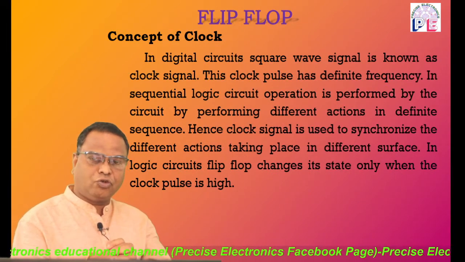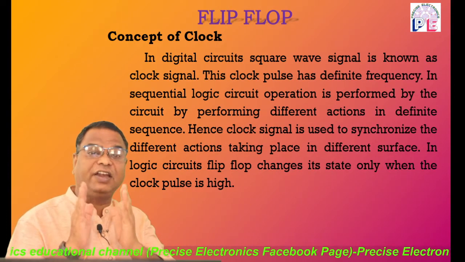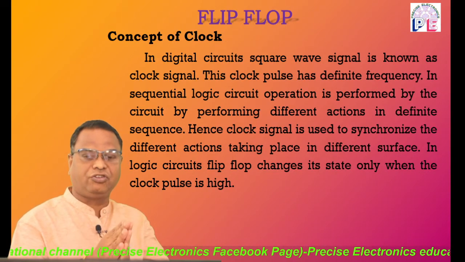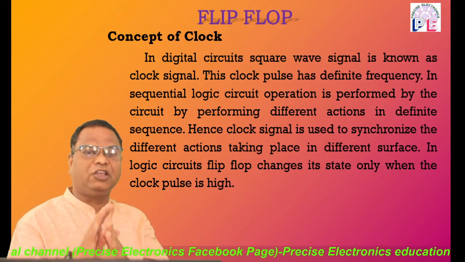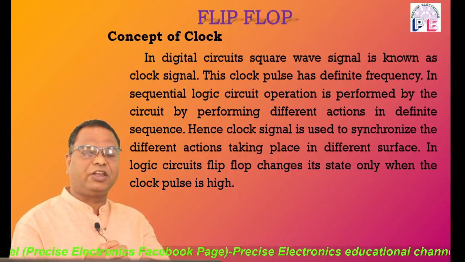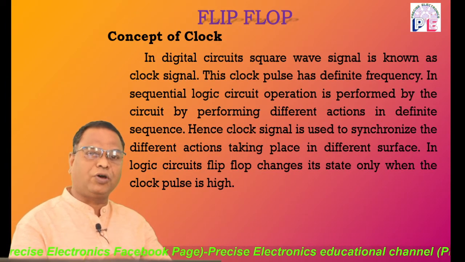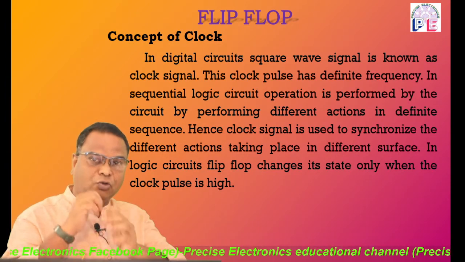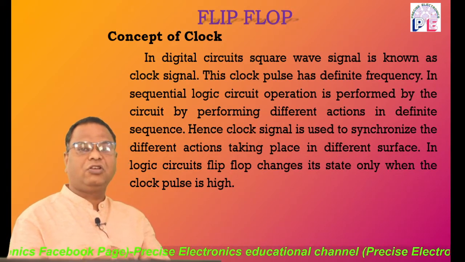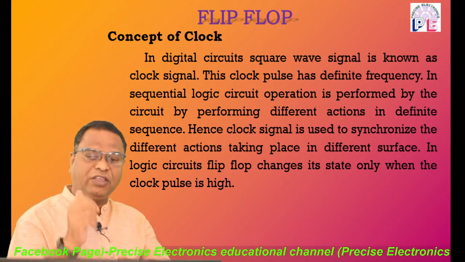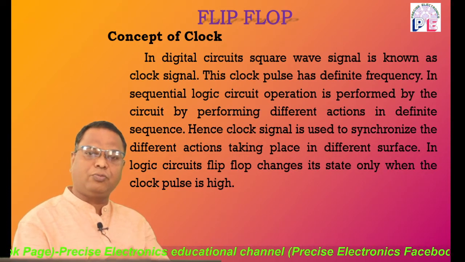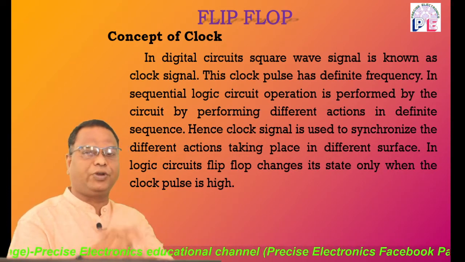Why is this clock pulse used? Because this clock pulse has a definite frequency. The frequency of this clock pulse remains the same, it will not get changed, and that's why it is used in digital electronics. In sequential logic circuits, various circuits are used to perform various operations, and to synchronize the sequence of those operations, some input is required, and that input is known as a clock input. By using the clock input, we synchronize the sequence of operations.